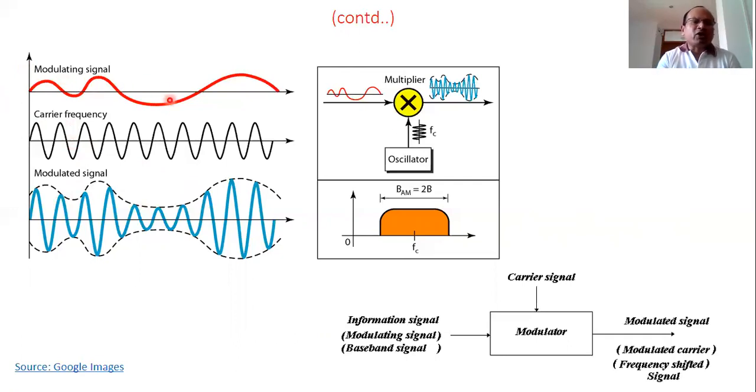The dotted lines are actually expressing the envelope of the modulated signal. And this envelope is exactly the same as the modulating signal. So you can see here the modulating signal, and the same signal with the change in amplitude can be seen in the third diagram. So this is how amplitude modulation works.